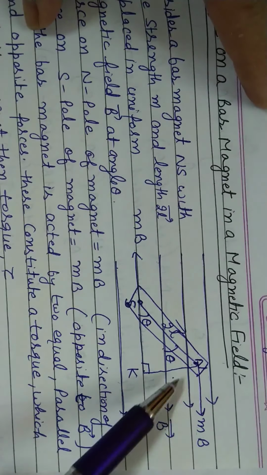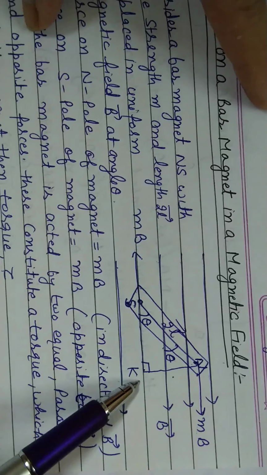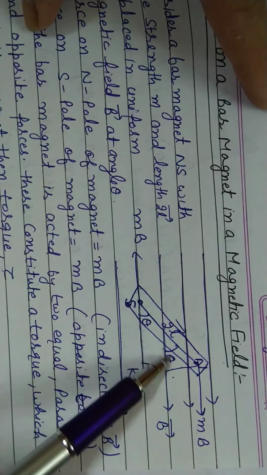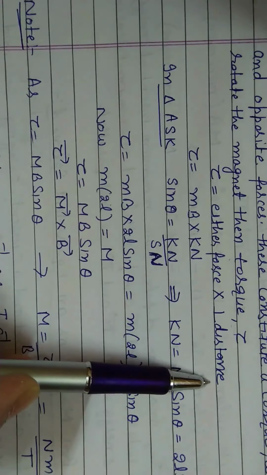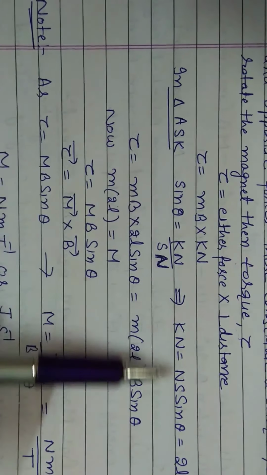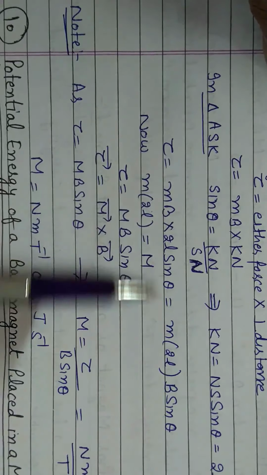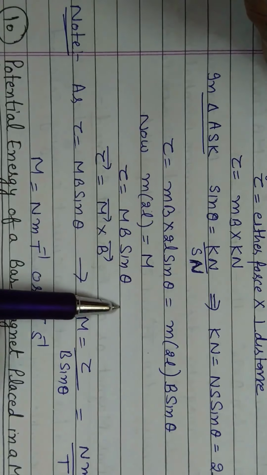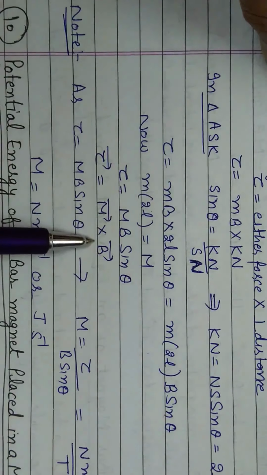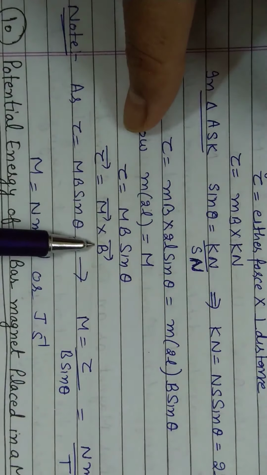These are parallel lines of action, and this is the perpendicular distance between these lines of action, which is opposite to the angle theta. So what we write here: torque is force into perpendicular distance, and the perpendicular distance is 2l sine theta. Again we have the formula mB 2l sine theta, this is m, and we get torque is mB sine theta. In vector form, tau is m vector cross B vector.